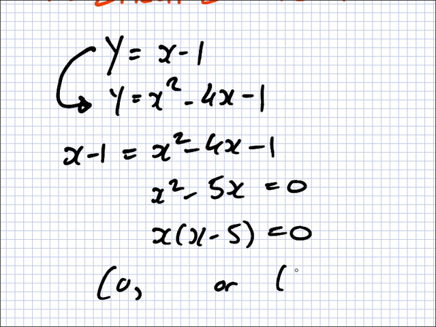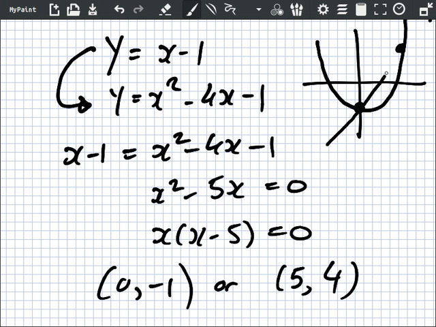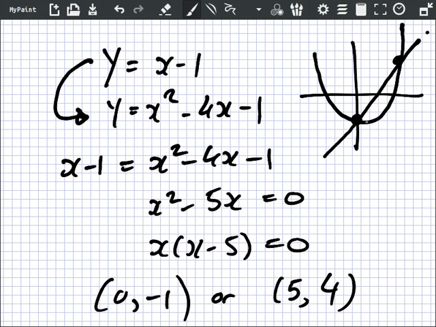Right, 0 or the other value? 5. Okay. If I put in 0, what do I get for y? Minus 1. And if I put 5 in? 4. So the picture looks roughly something like this. 0, minus 1, and then 5, 4. So you had a quadratic that passed through those two points, and the linear passes through those two points. So this is what the answer looks like.